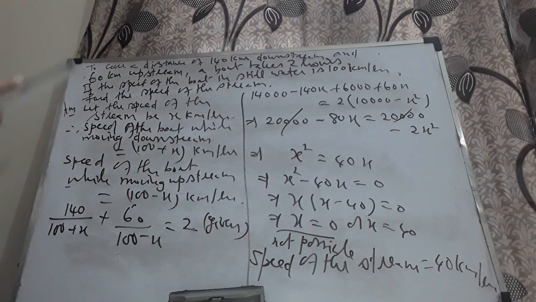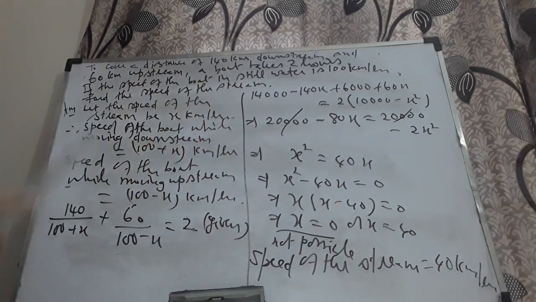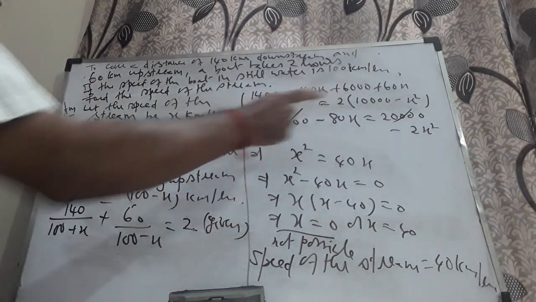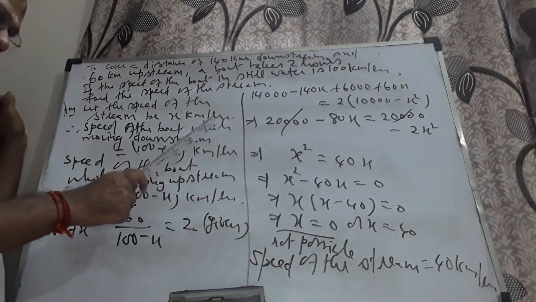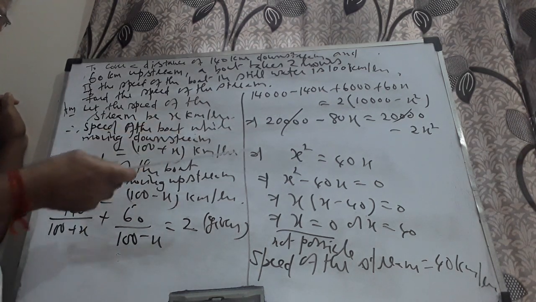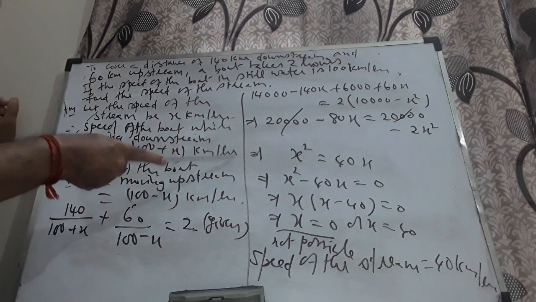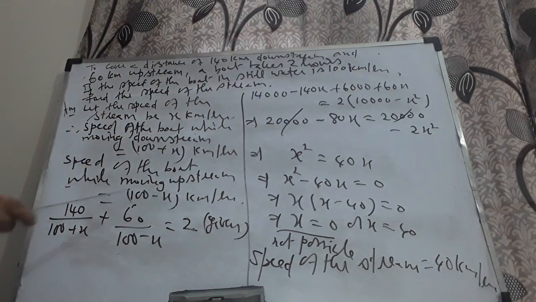Just listen carefully. To cover a distance of 140 kilometers downstream and 60 kilometers upstream, a boat takes 2 hours. If the speed of the boat in still water is 100 kilometers per hour, find the speed of the stream. Let the speed of the stream be x kilometers per hour. Speed of the boat while moving downstream, it moves along with the current, or it gets increased, 100 plus x kilometers per hour. Speed of the boat while moving upstream, it is facing the current, speed will get reduced, 100 minus x kilometers per hour. Time taken for downstream 140 by 100 plus x plus time taken for upstream 60 by 100 minus x equal to 2.